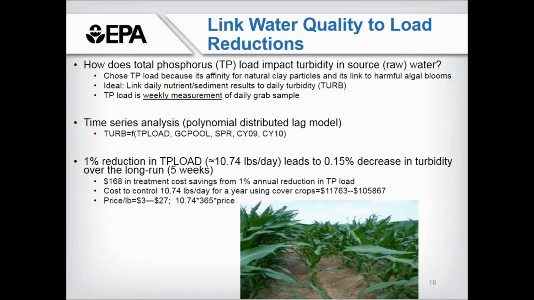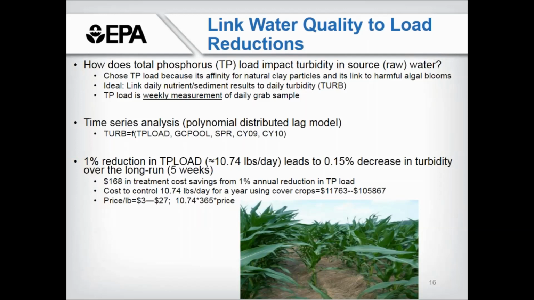So based on the error correction model, we know that turbidity is important for treatment cost. Our next step is to translate nutrient loads entering Lake Harsha to turbidity. We chose phosphorus load for a few reasons. First, total phosphorus has a strong affinity for soil and natural clay particles. Therefore, it has a link to turbidity. And it also has a link to producing algal blooms, which also increases turbidity.